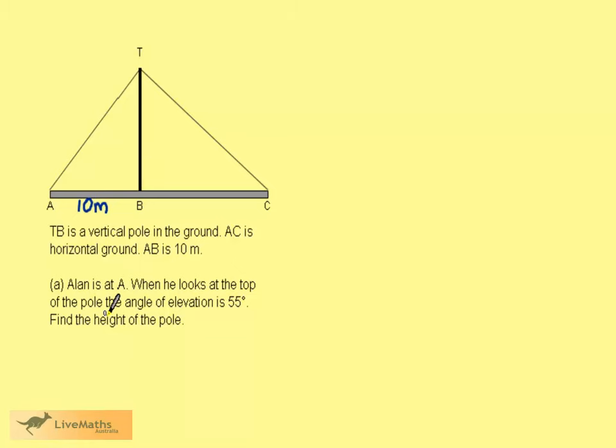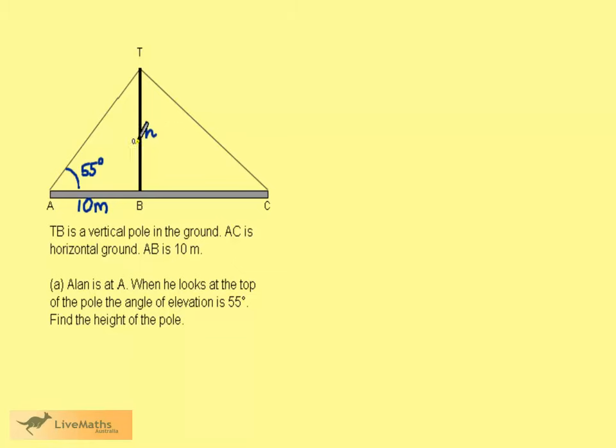Alan is at A. When he looks at the top of the pole, the angle of elevation is 55 degrees. We want to find the height of the pole. So it's this angle here that is 55 degrees. It's the angle that Alan looks up at in order to see the top of the pole. This is the height h of the pole.